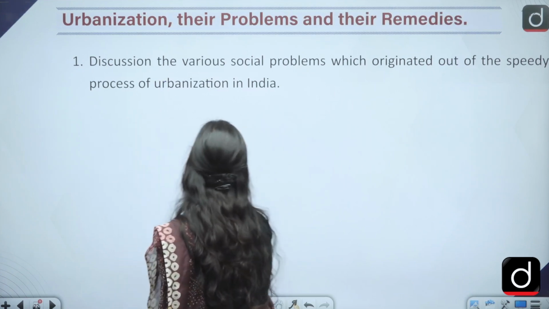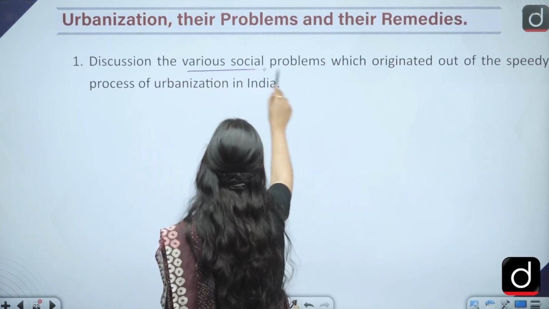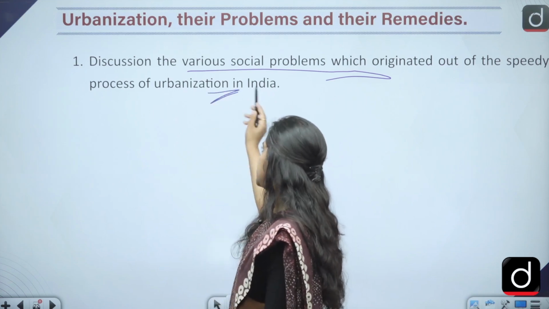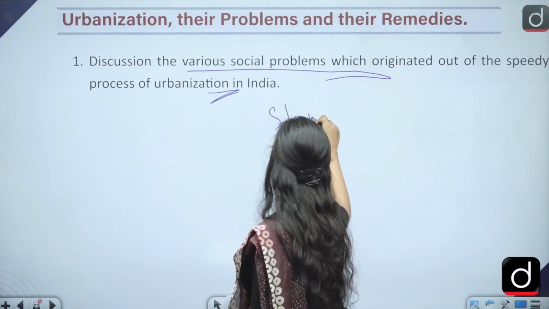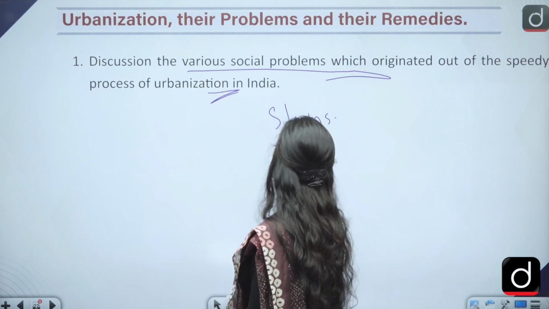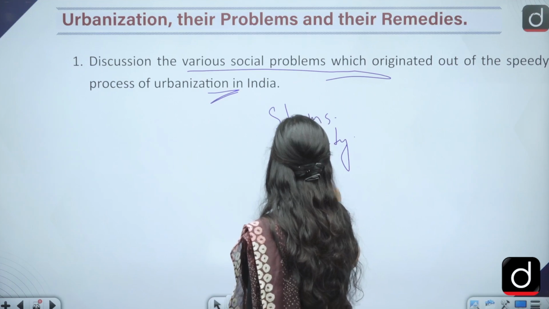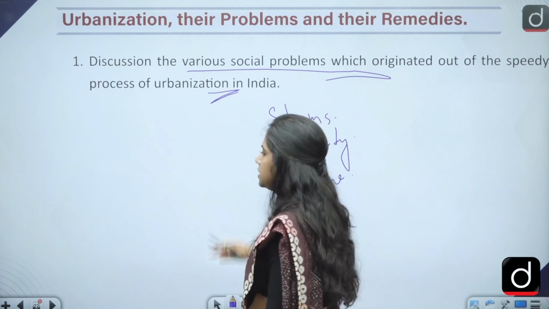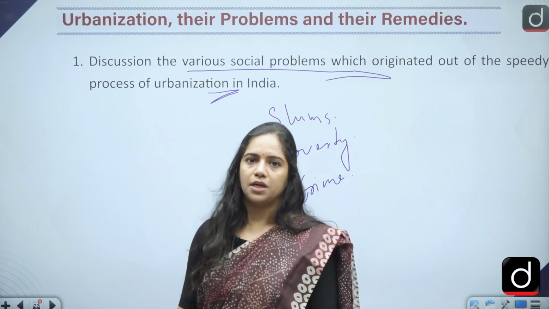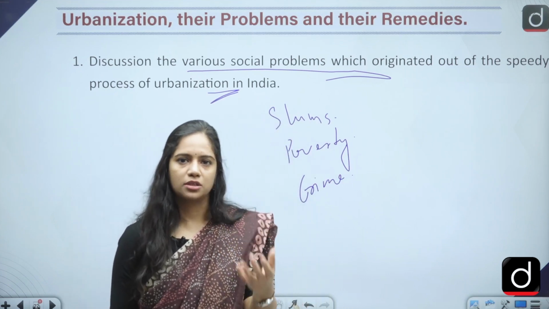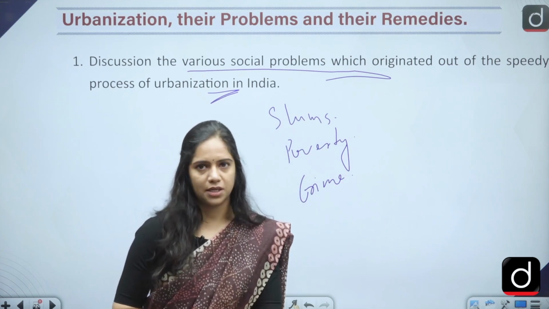Then urbanization and problems and their remedies: discuss various social problems which originated out of the speedy process of urbanization. Here you would be talking about the slums, you would be talking about poverty, you would be talking about the crime that is there. See, these are the keywords which need to appear in your answer, and if you have prepared well, you would generate these keywords at the moment very easily.